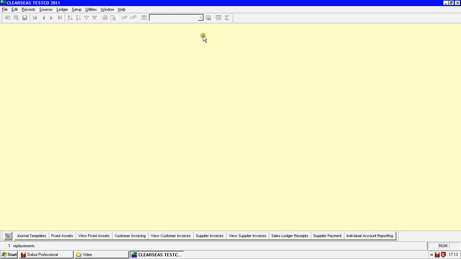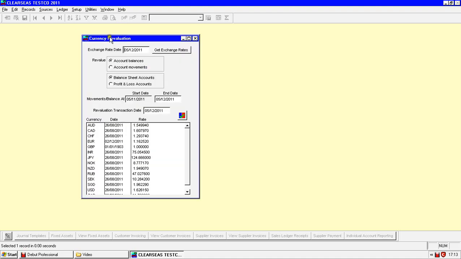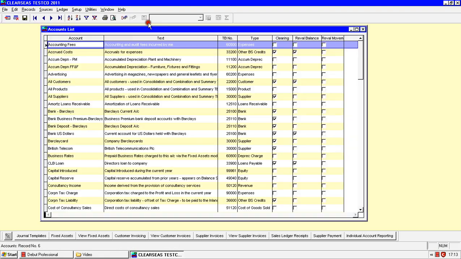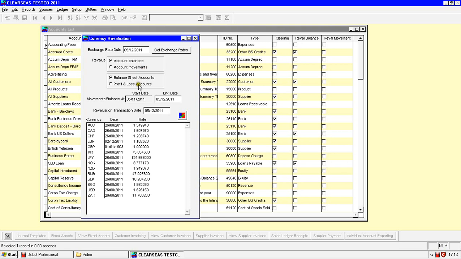So now we take the ledger currency revaluation, set the date that we're going to use, and here are the exchange rates that will currently apply, and we can say whether we want it on balances, or if your accounting standard requires it and your accounts are set up to do revaluation movements by putting the tick here, you can see that we can do a revaluation of movements, and that's generally on profit and loss accounts. Here we're just going to stick to balance sheet accounts.